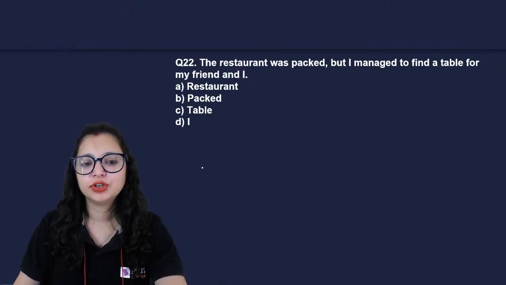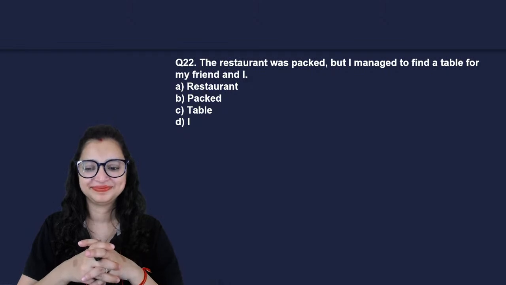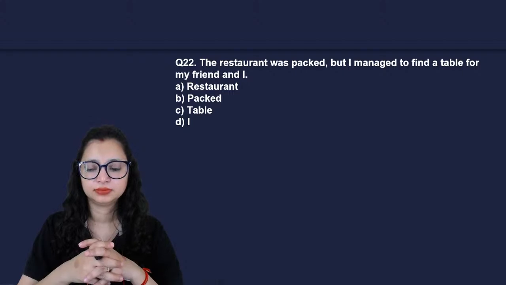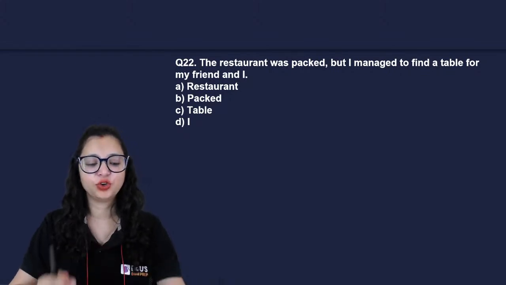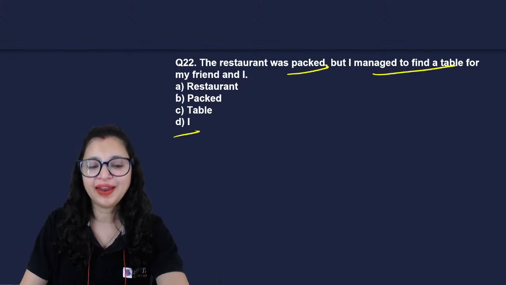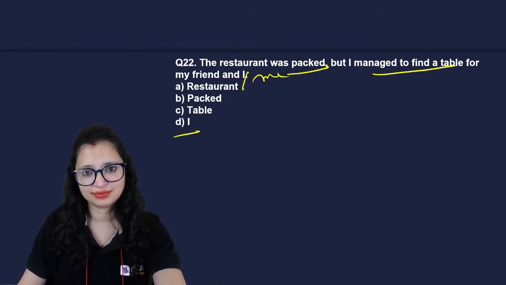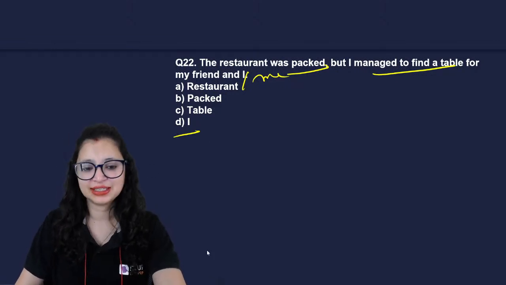Next question. Find out the error. The restaurant was packed, but I managed to find a table for my friend and I. What's the error here? This one is easy. Very, very easy. D. You are right. It is going to be D. So the correct sentence should be the restaurant was packed, but I managed to find a table for my friend and me. Or us. You can use us instead of my friend and I. The correct answer is D here.